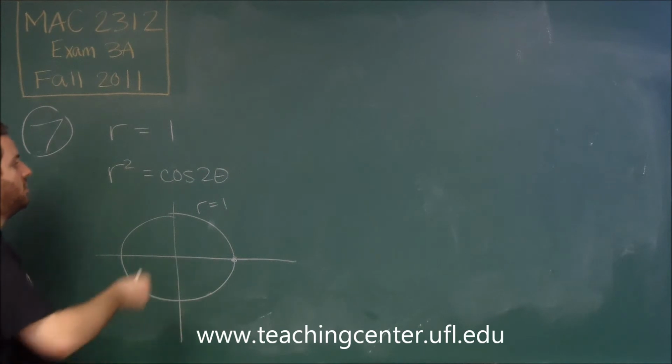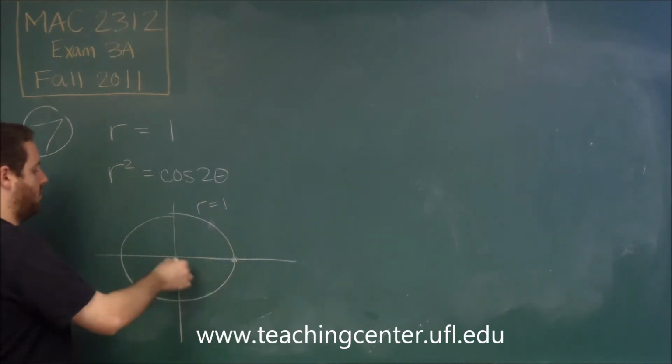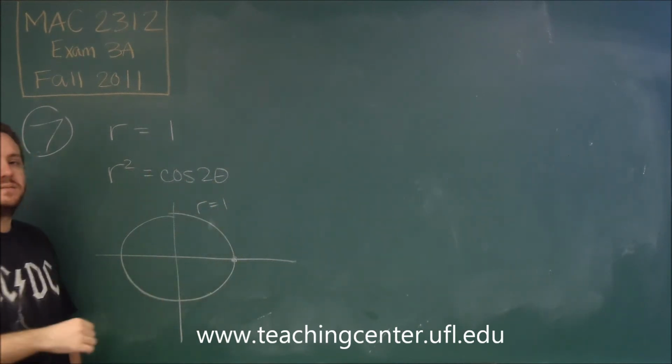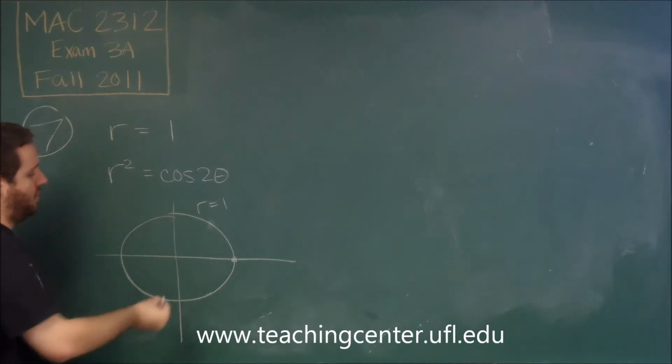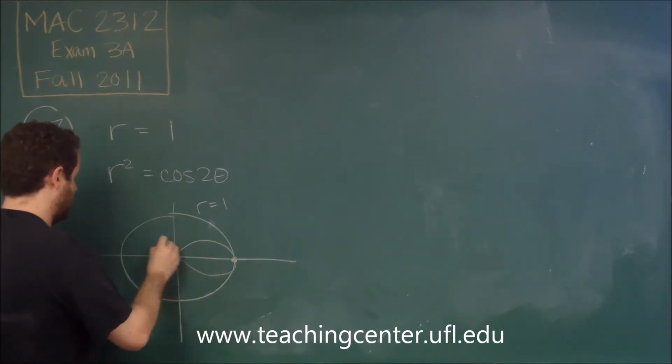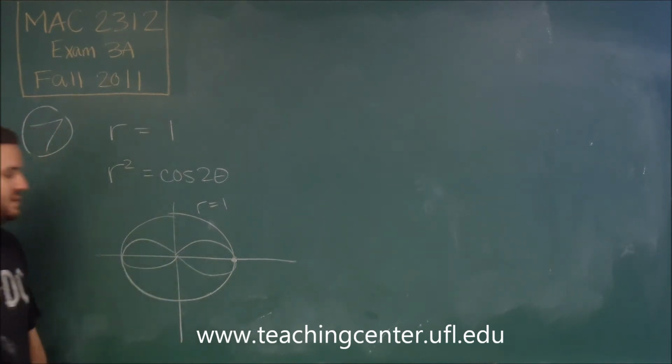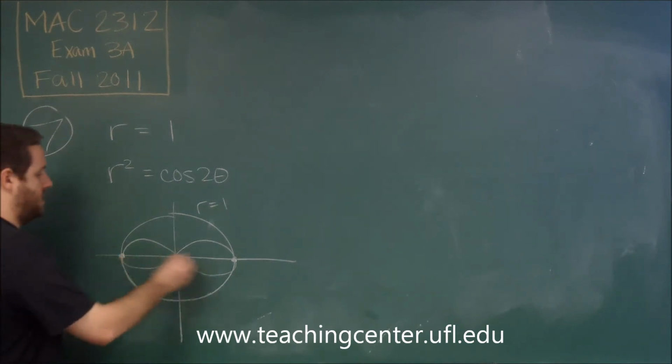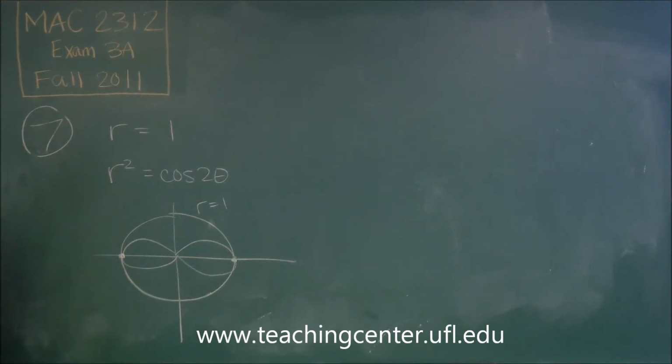So if you think of your normal cosine 2 theta graph that has 4 leaves, this one only has 2, and this top and bottom one are going to be missing. So it's going to end up looking like this, kind of like an infinity symbol. And you can see here that we have 2 intersection points at each end.